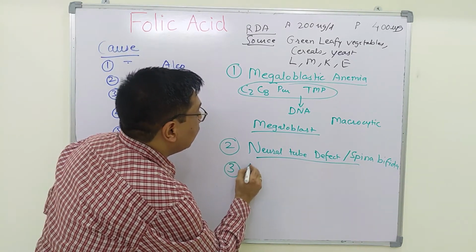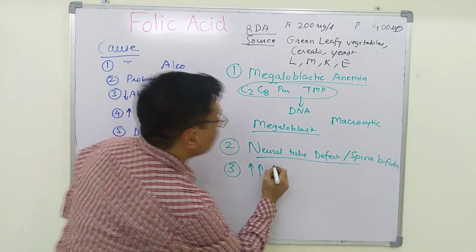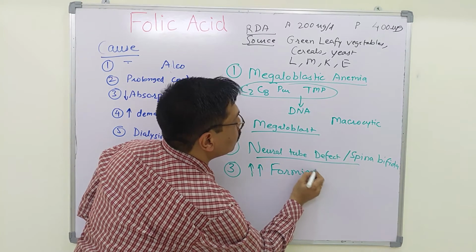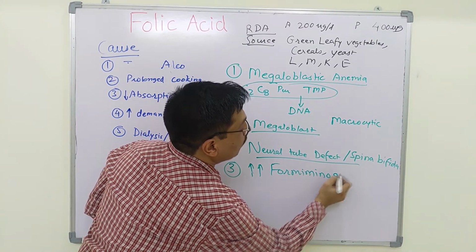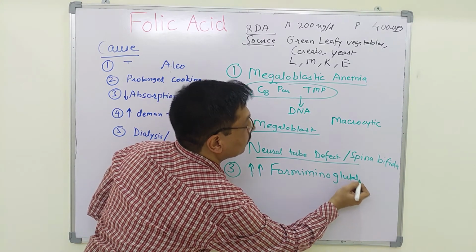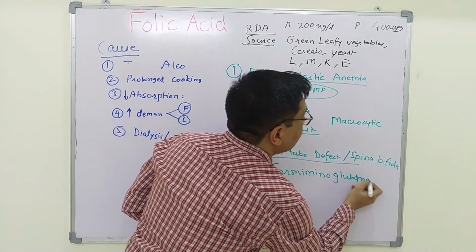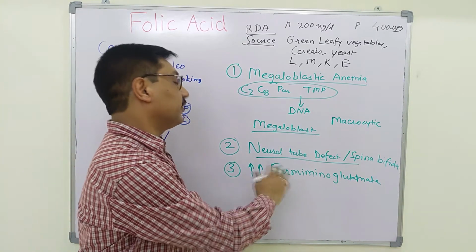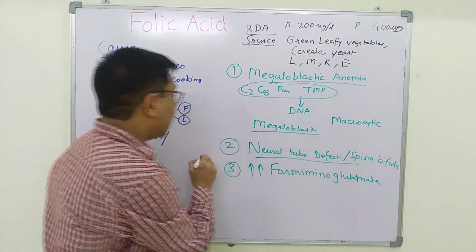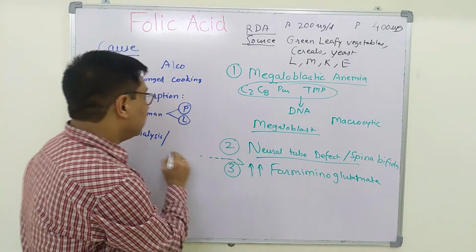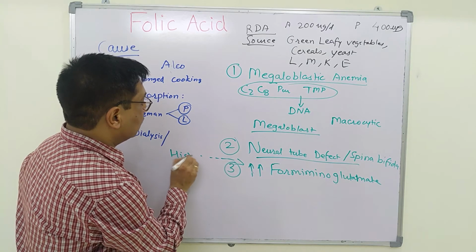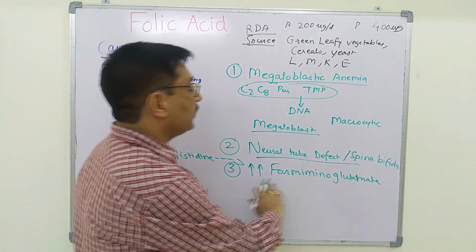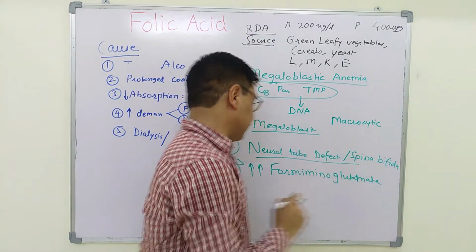Third, there occurs increased excretion of formimino-glutamate. As formimino-glutamate is not converted to glutamate, there occurs excretion of formimino-glutamate, and if histidine is given, it is called the histidine load test, then there occurs excess formimino-glutamate excretion.